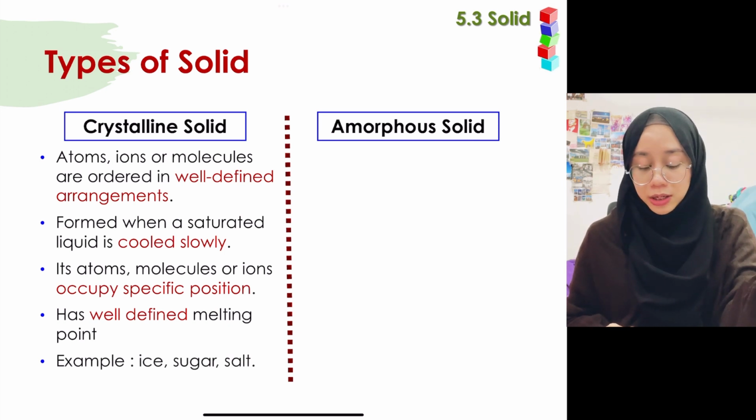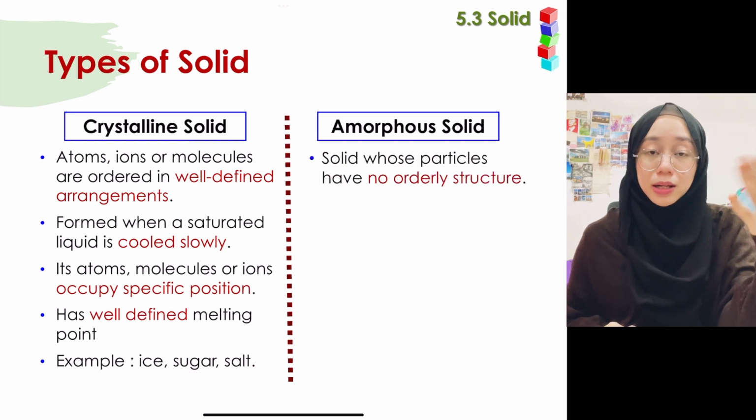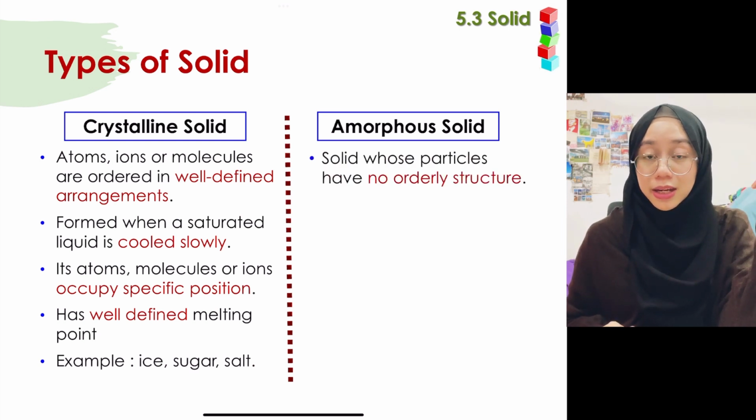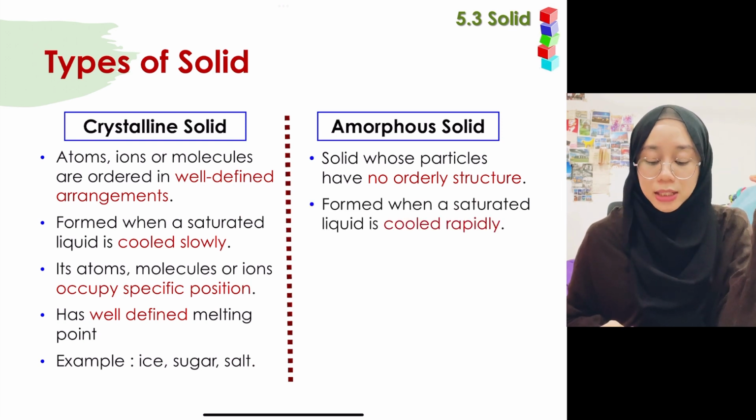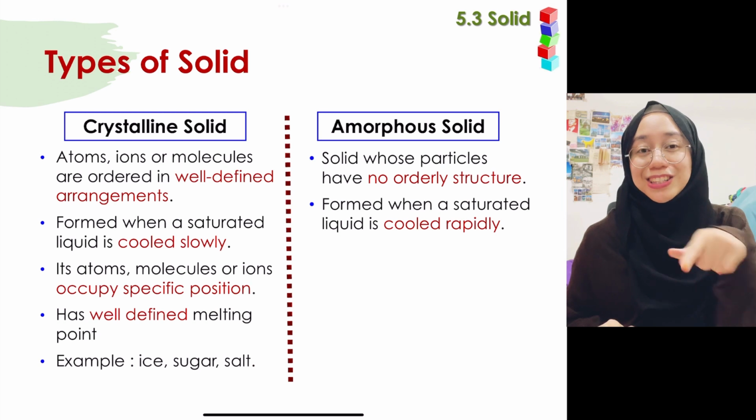Okay, kalau amorphous solid pula, what is it? So the solid whose particle have no orderly structure. Okay, so they are not well arranged. And then it is formed when a saturated liquid is cooled rapidly. So this is the difference.